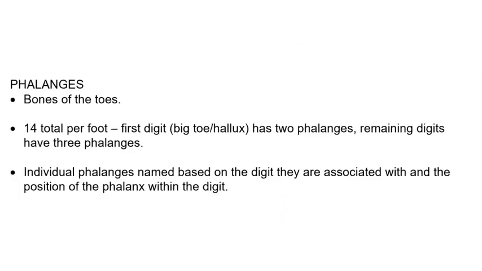The phalanges are the bones of the toes, and there are 14 total per foot. The first digit, which is the big toe or the hallux, has 2 phalanges, while the remaining digits have 3 phalanges. Just as with naming the phalanges of the hand, the phalanges of the foot are named based on the digit that they are associated with and the position of the phalanx within the digit.